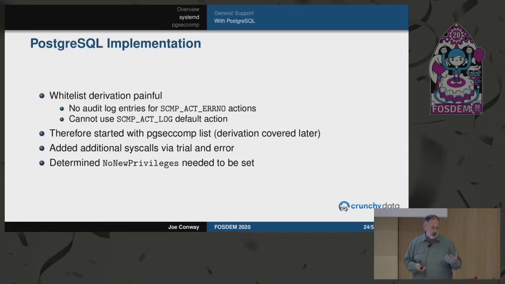So with Postgres specifically, trying to derive the whitelist was too painful. Although I'm doing the slides in the order of showing you the systemd implementation before pgseccomp, I actually did pgseccomp first, and I got a list, and then I used that in systemd. And that worked okay. Like I said earlier, there were actually extra syscalls that I needed. So I started out with that list, and then I tried to start Postgres, and it gets killed. I go look, see what the syscall is, add it to the list, and rinse and repeat five or six times until I caught all the extra syscalls that were needed when I was starting Postgres using systemd, and then finally Postgres would run. But I did determine that no new privileges needed to be set.